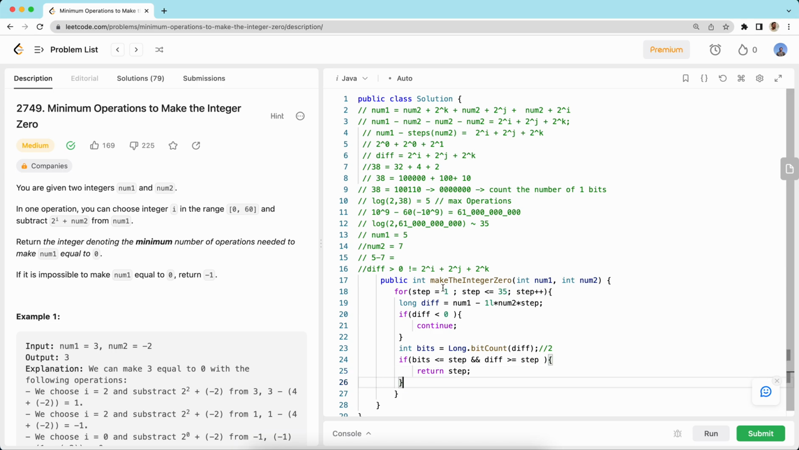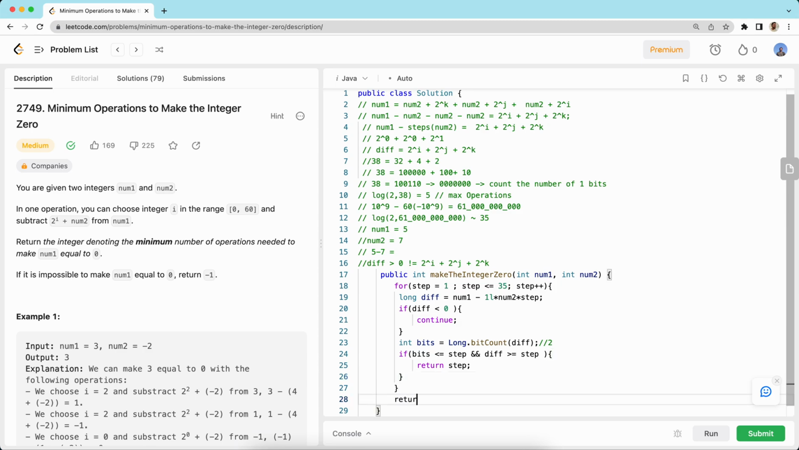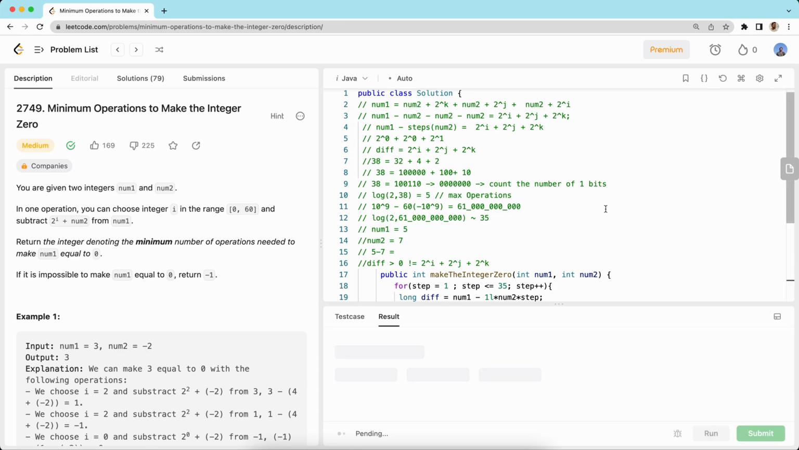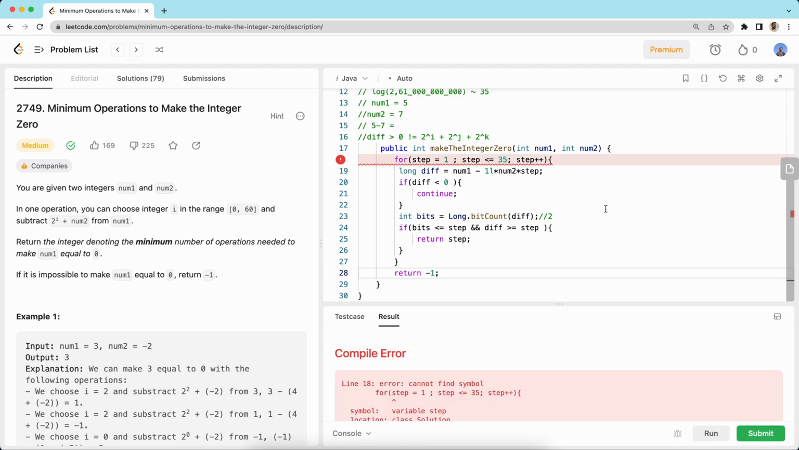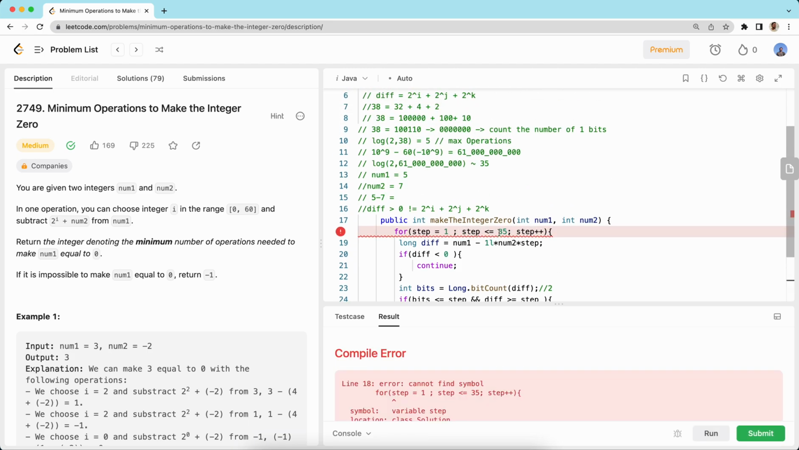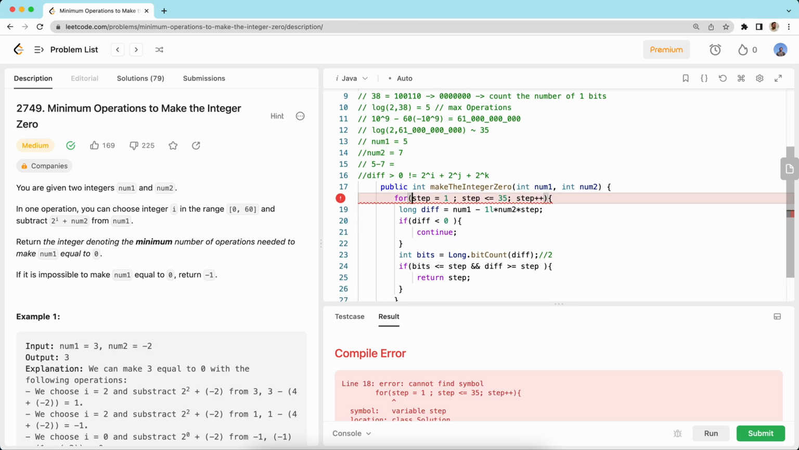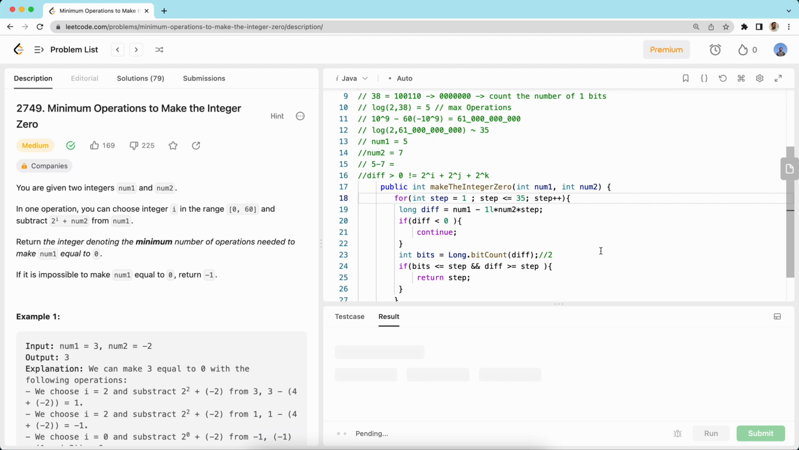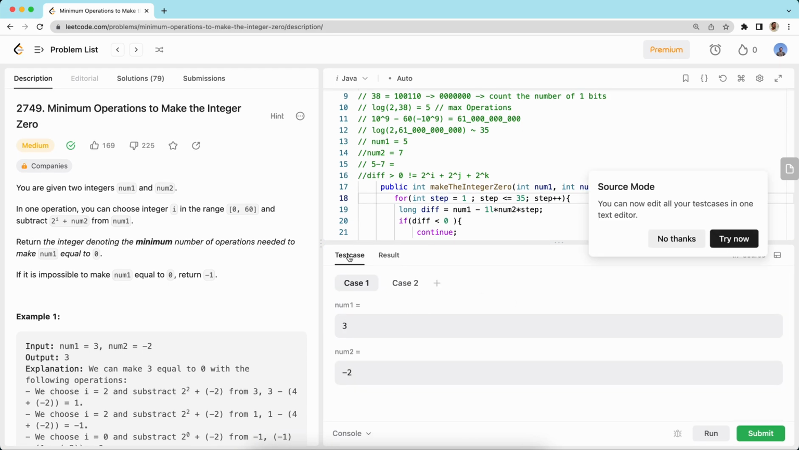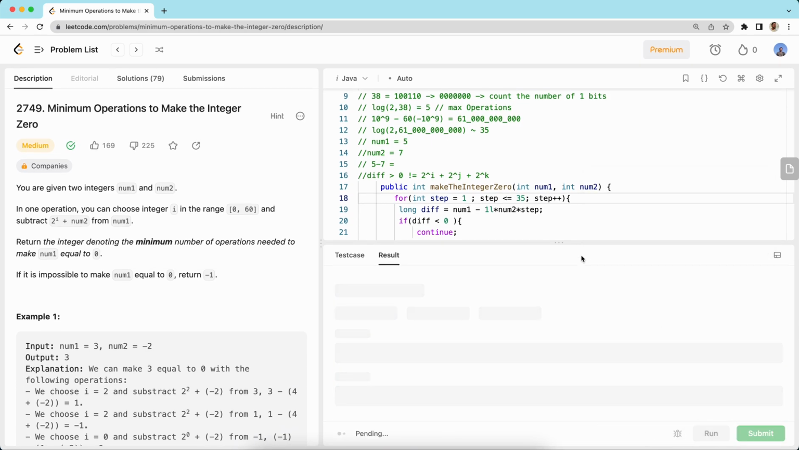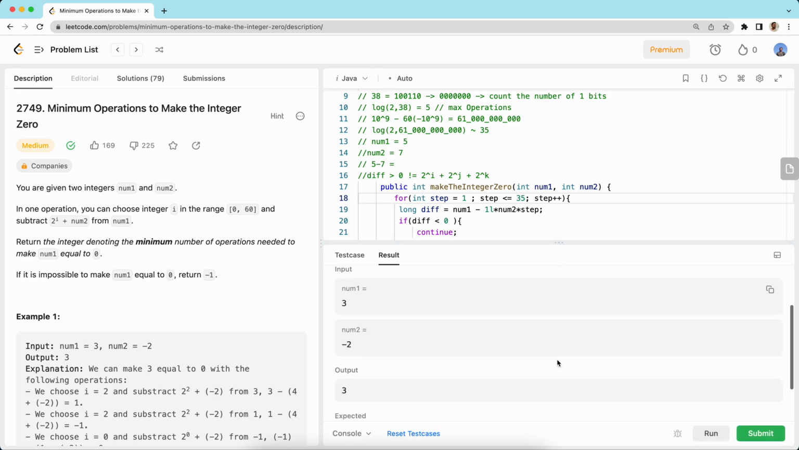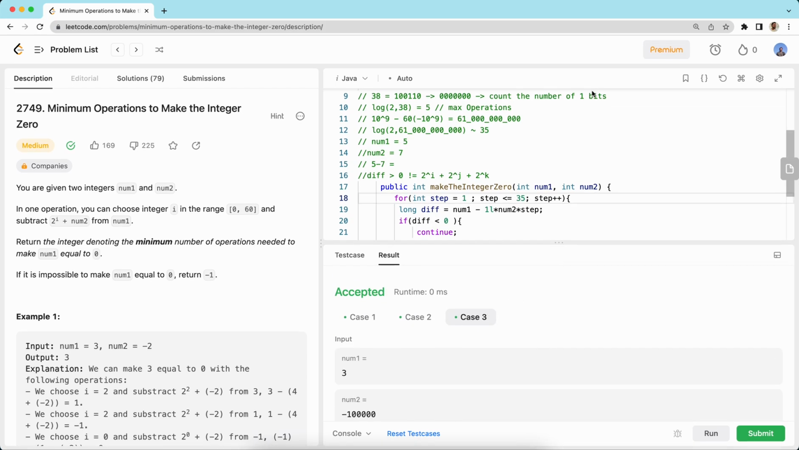So we'll just say we found our step here. That will be the minimum because we are iterating from the smallest, and then we'll say return -1. Let's just check. We haven't defined an int here. Okay, this works. Let's do a custom test case. We'll pass on some random value. Yep, so yeah, that's the answer. Thank you.